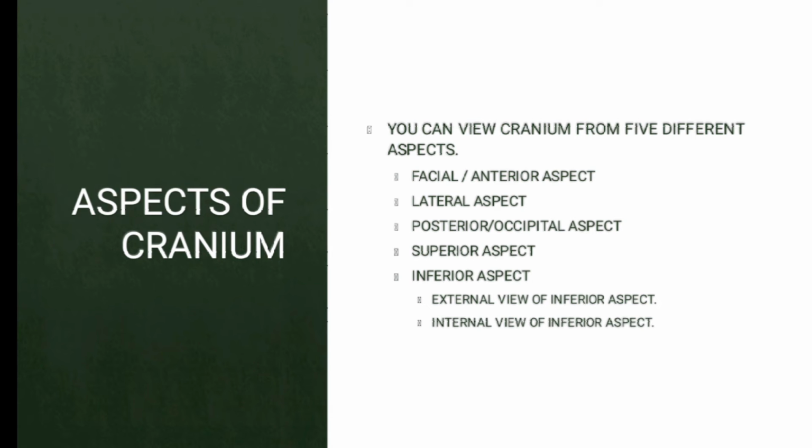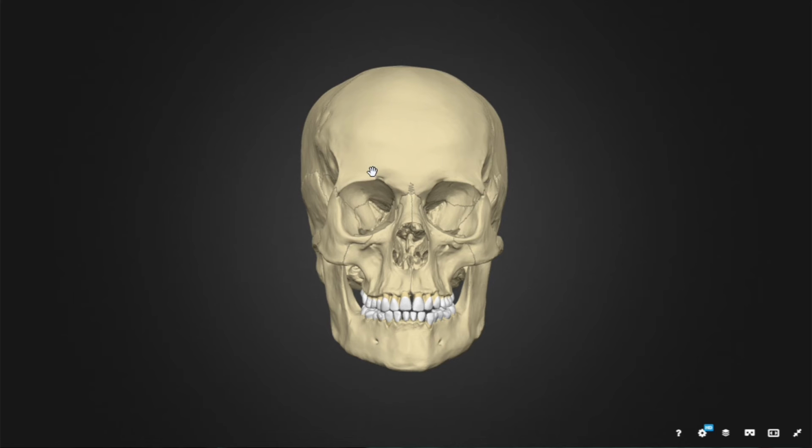In this video, I will only show the aspects of the cranium superficially, not in detail, because it is a very wide topic and every aspect should be described separately, and it is very detailed. So I will only show the names and the sides as they are called. There are 5 aspects of the cranium: facial, lateral, posterior, superior, and inferior. So I just named the 5 aspects of the cranium thoroughly.